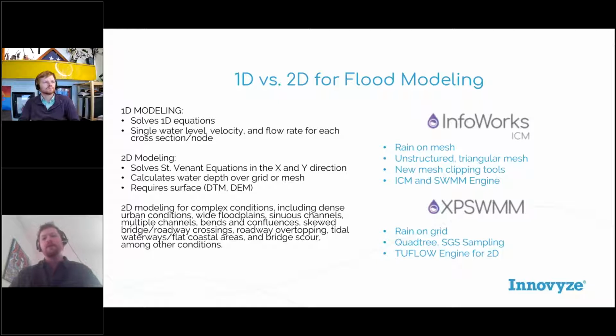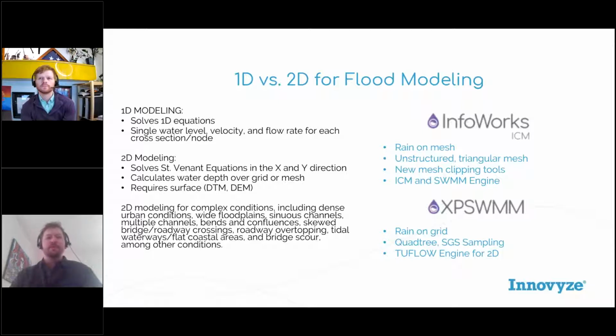We're not going to focus on XP-SWMM today, but there have been some new additions in the 2021.1 release towards the end of last year, including the Quadtree and SGS subgrid sampling functionality for 2D analysis. That's specifically in XP-SWMM, so I don't want to discount XP-SWMM. It is a great 2D solution, but the only reason we're focusing on ICM today is that's what Ryan wanted to use for his analysis in this presentation.